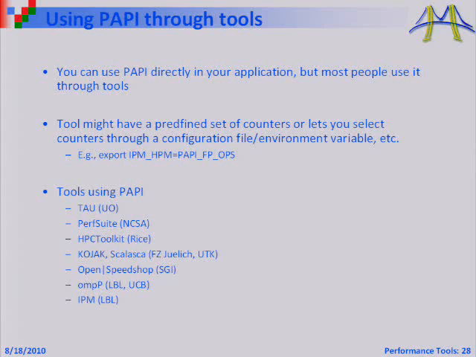Most often you actually use PAPI through tools. Most of the tools incorporate PAPI and allow you to select the counters that you want to count by, for example, setting environment variables. For the IPM tool, which I will talk about later, I set the environment variable IPM_HPM to a list of counters that I want to count. In this case, we want to count floating point operations, for example.